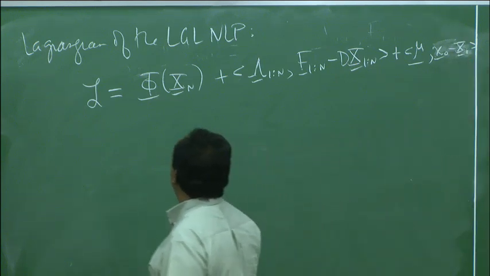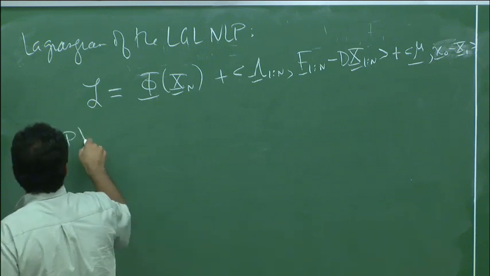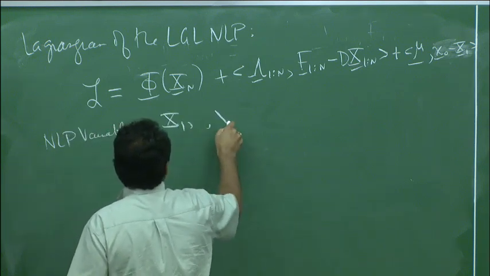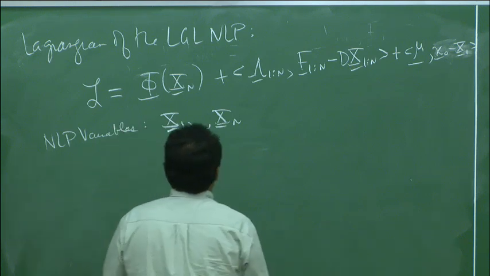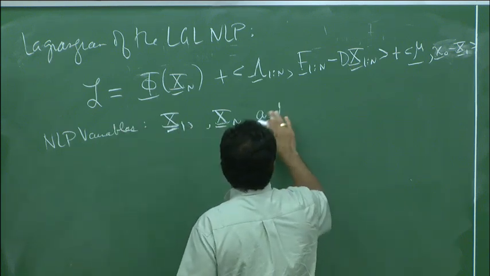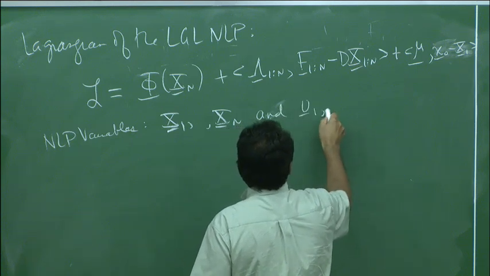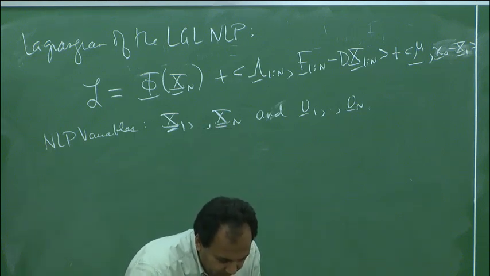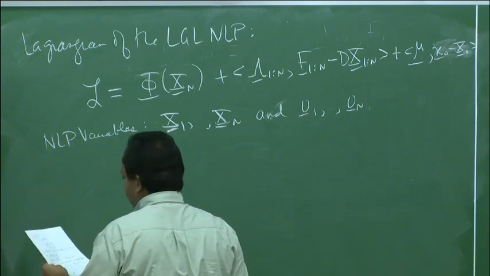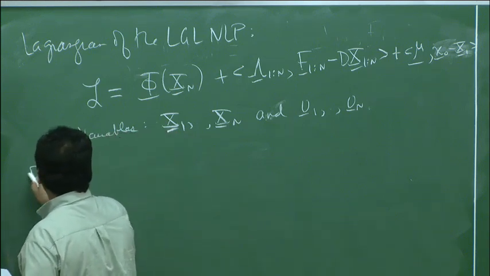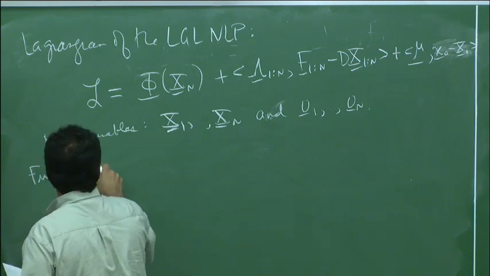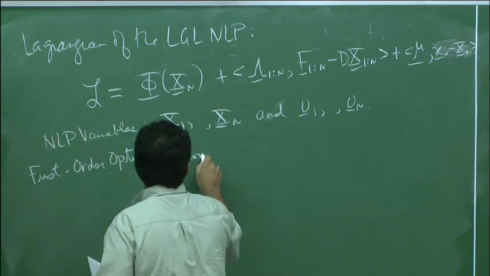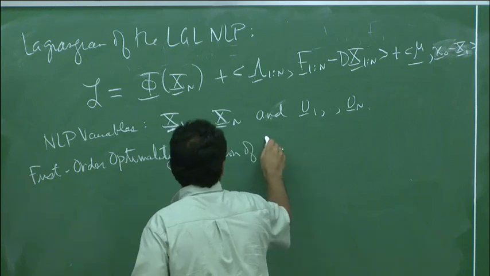Now if we take the derivative, you notice the NLP variables are x_1 to x_n, which are the row vectors that represent the state at the n LGL points, and u_1 up to u_n. Okay. So if we take the KKT conditions of this, so we take the first derivatives with respect to all the variables, what we wind up with is as follows: the first order optimality conditions of the LGL NLP look like this.